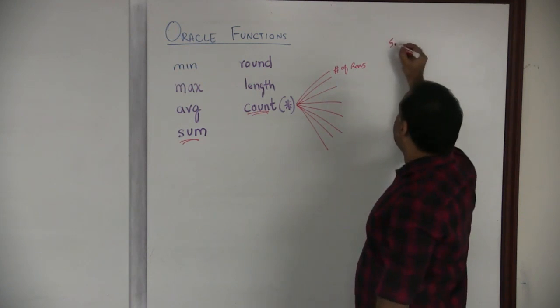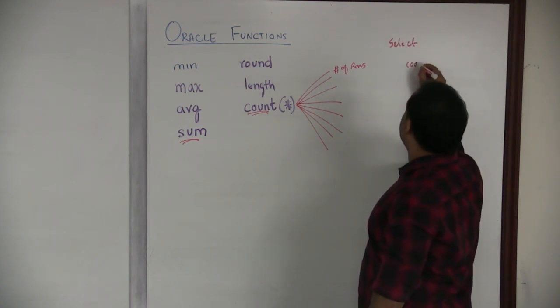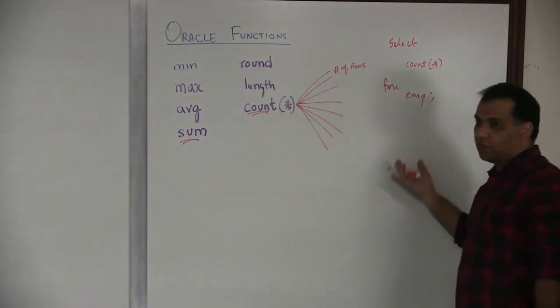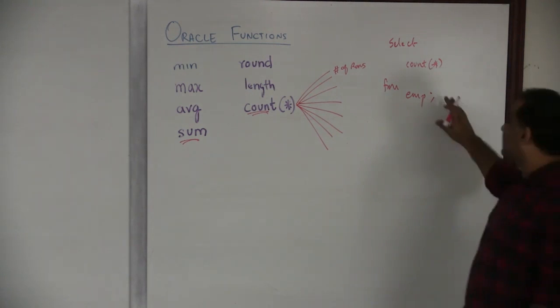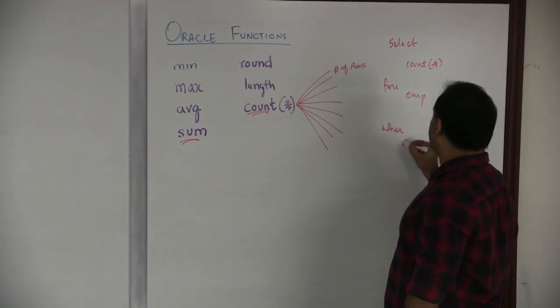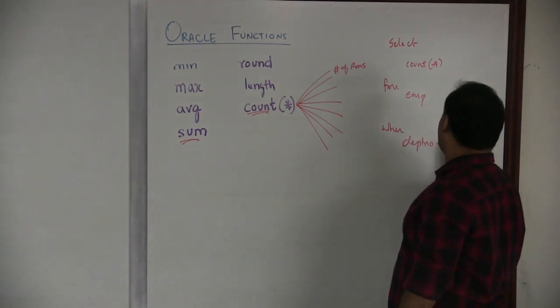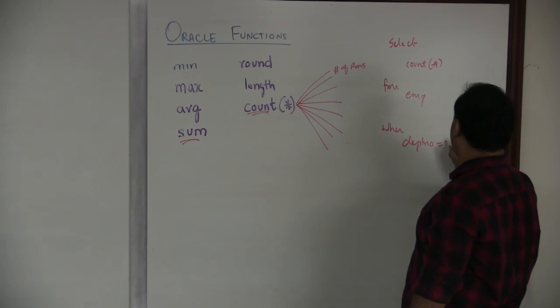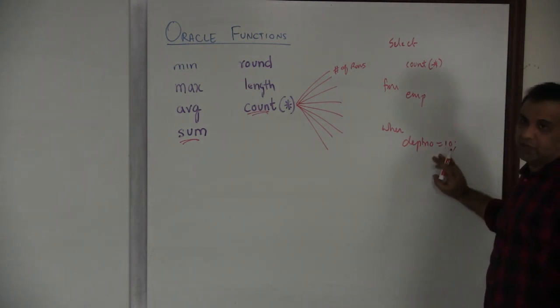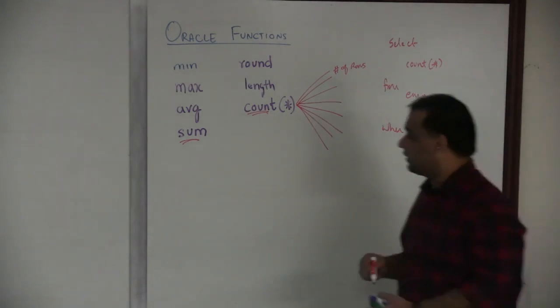So if I type in select count of everything from EMP, it will give me that there are 13 or 14 employees. Then I say, no, you know what, from the EMP where department number equal to 3 or department number equal to 10, then it will give me the count of all the employees where the department number equal to 10. So let's try the count function now.